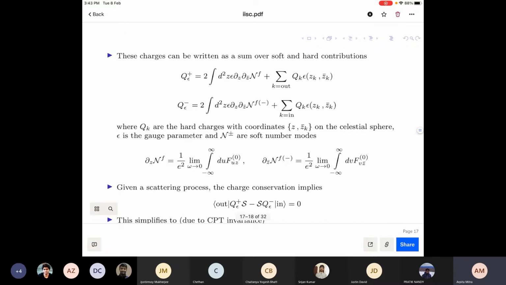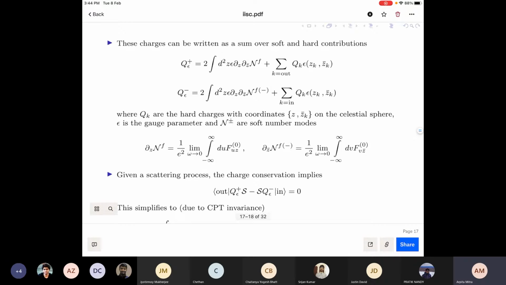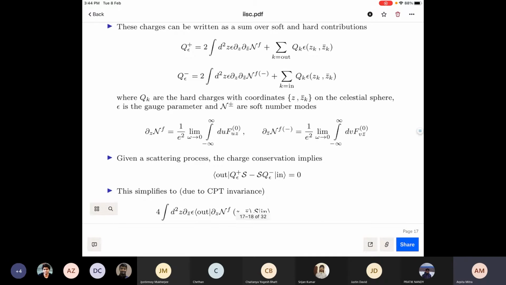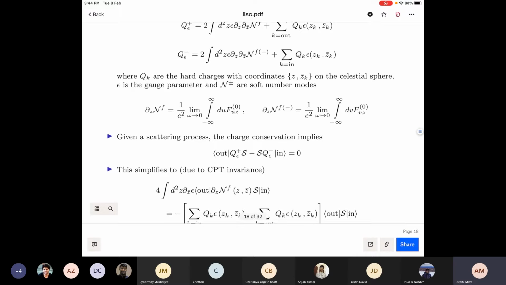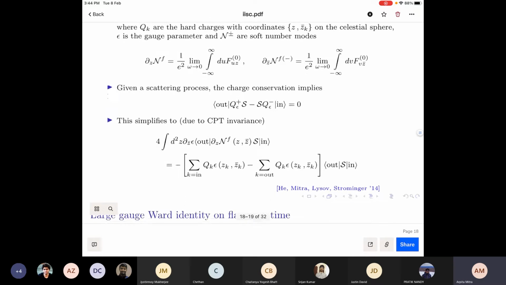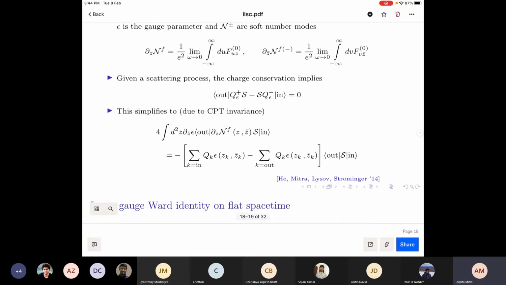And the soft photon modes can be written in terms of this field strength. Given a scattering process, we know that the charge conservation implies this equation. If we now put back the expressions of q epsilon plus and q epsilon minus, and do a little bit of manipulation, one can show that this is the large gauge Ward identity. The left hand side is fully in terms of the soft photon mode, and the right hand side is the hard charges.